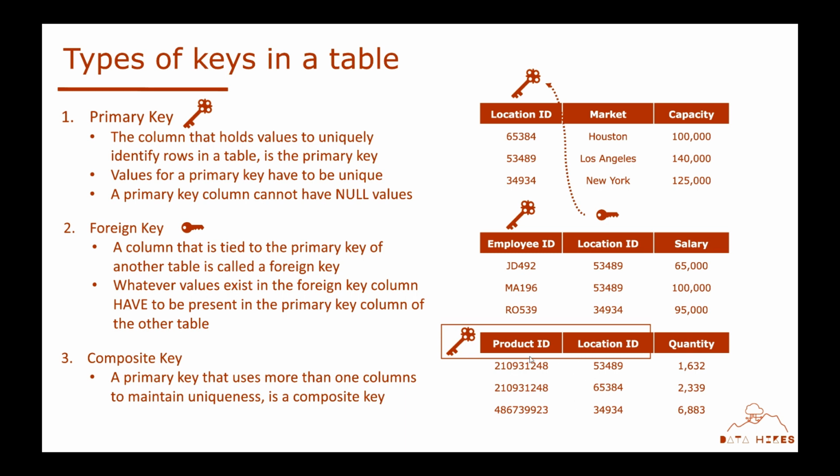So this combination is the entire primary key for this table, because you see these have values repeated here. So the product ID is not unique, but what is unique is the combination of these 2 columns. Hence, this is basically a composite key that is being used in this table.